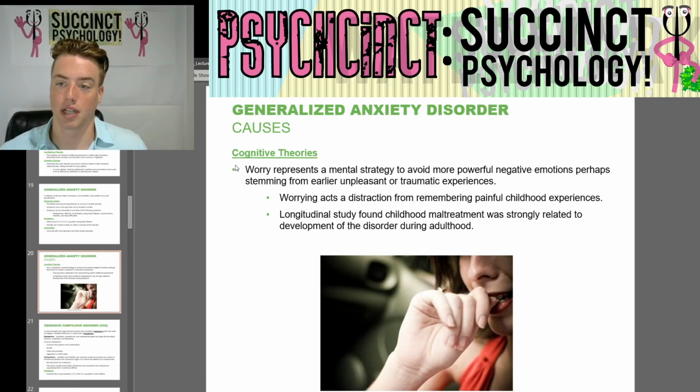Next, we have cognitive theories, in which worry represents a mental strategy to avoid more powerful negative emotions, perhaps stemming from earlier unpleasant or traumatic experiences. Worrying acts as a distraction from remembering painful childhood experiences, and a longitudinal study found childhood maltreatment was strongly related to development of the disorder during adulthood.